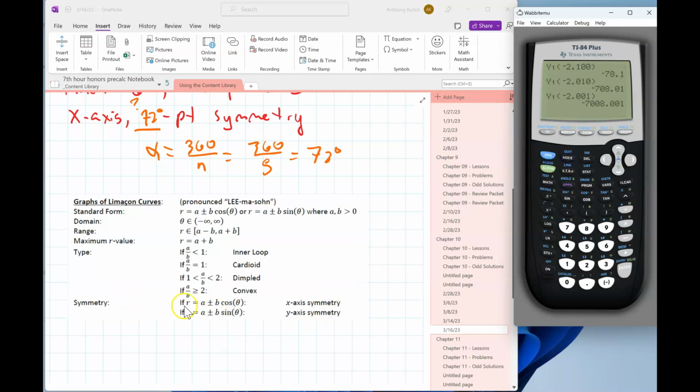And then the symmetry is easy. Cosine is symmetric to the x-axis. Sine is symmetric with the y-axis, which matches up really nicely with what we know about sine and cosine on the unit circle, where cosine is x and sine is y.